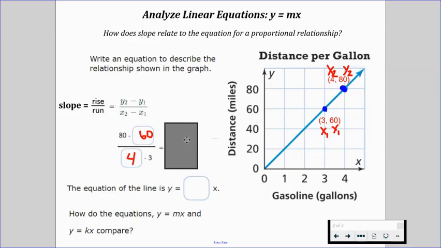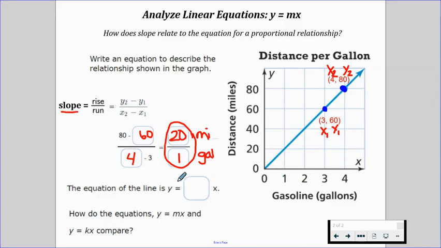80 taking away 60, 4 taking away 3. If you were to use your scientific calculator, 80 taking away 60 has a value of 20. 4 taking 3 away has a value of 1. So the slope of our line has a value of 20 to 1, and that means that it is 20 miles for every 1 gallon of gas. That is the explanation of our slope in the context of this problem.